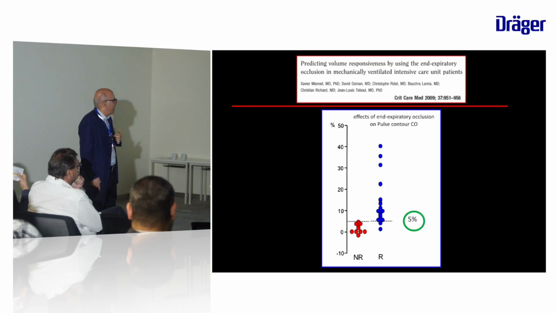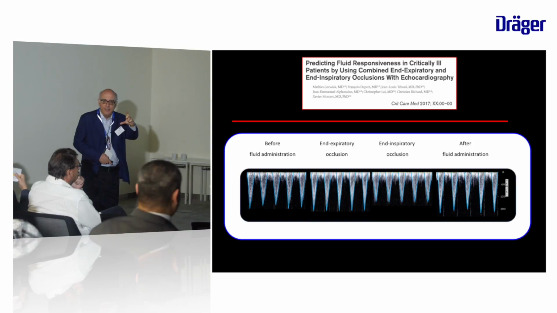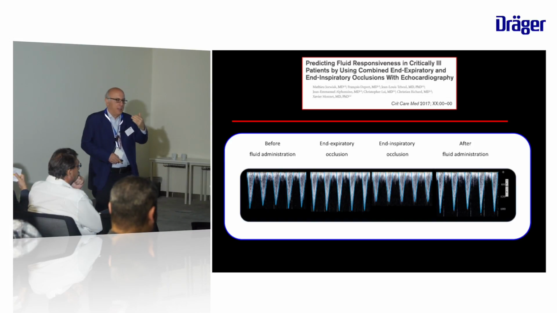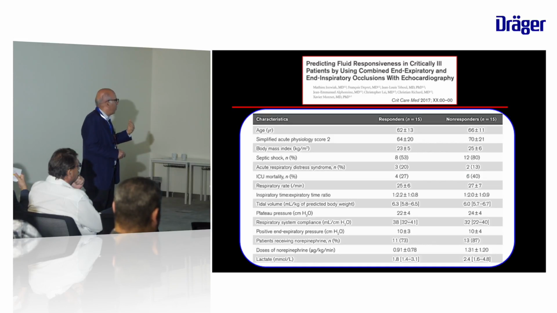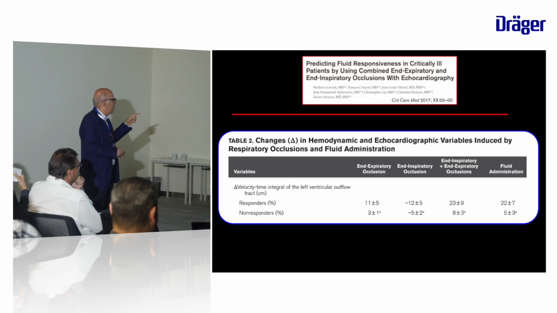So you see it's 5%, which is very low. Now this is a very recent study. They used end expiratory occlusion and end inspiratory occlusion, okay? This can be done when you use relatively low tidal volume. You see the low tidal volume, and you perform an inspiratory occlusion, and then expiratory, and then inspiratory occlusion.